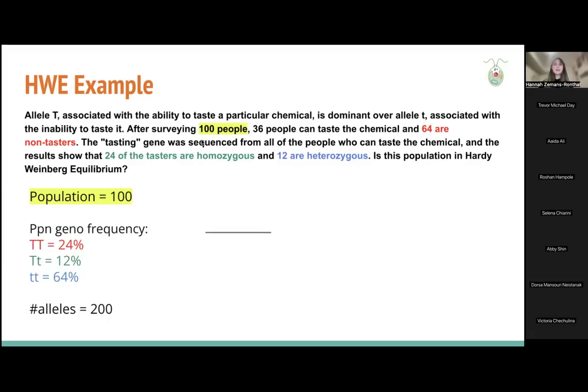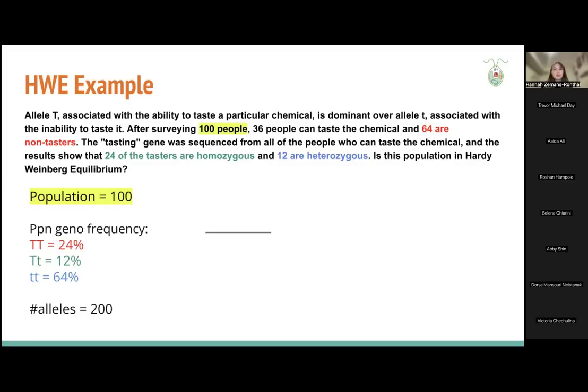So firstly, I highlighted some things within this question and I just wrote them down here. So population is important. Our population is 100 people. And it also tells us the genotype frequencies of our population. So the genotype frequency of our homozygous dominant is 24%, of our heterozygote is 12%, and of our homozygous recessive is 64%. And because our population is 100, we can multiply that by 2 because there's 2 alleles per person in the population, right? So that means our number of alleles is 200.